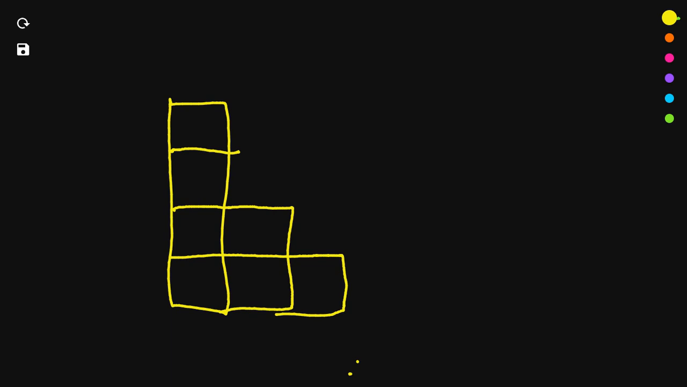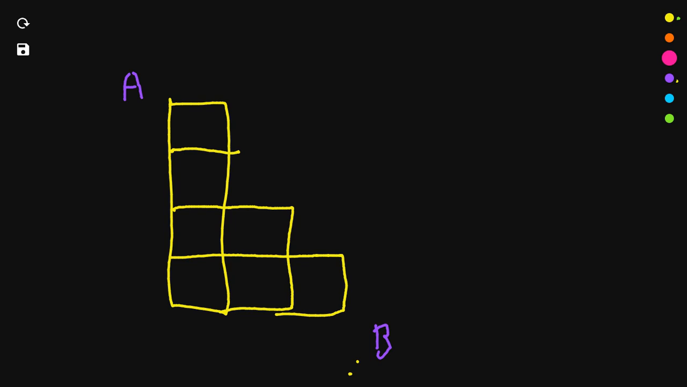Right. I've got here a network of, I suppose you could call them roads. And I want to find out the number of ways to get from the top left-hand corner A to the bottom right-hand corner B. And I can only go right or down, and I'm not allowed to go left or up. So how many possible routes are there from A to B?